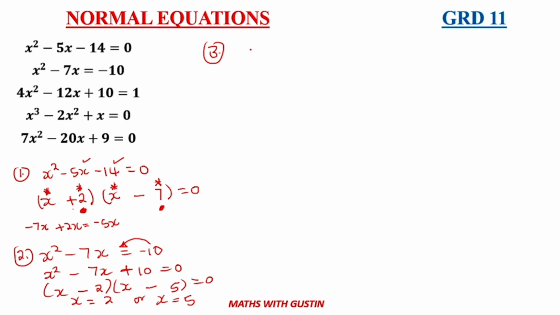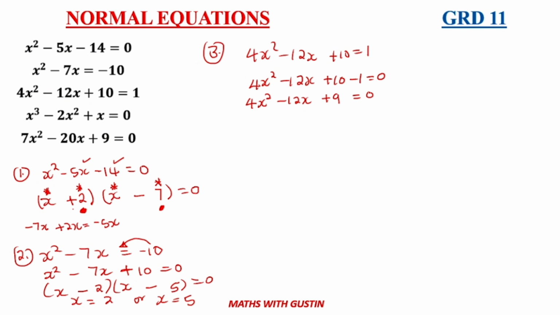Number 3, in this case, we are having 4x squared minus 2x plus 10 is equal to 1. All right, so first thing first, what you want to do, you want to bring whatever is on the right hand side to the left hand side. So in this case, it's going to be 1. When it jumps the equal sign, it changes the sign. Here we go. All right, great, guys. And then 4x squared minus 12x, this will be equal to plus 9 is equal to 0.